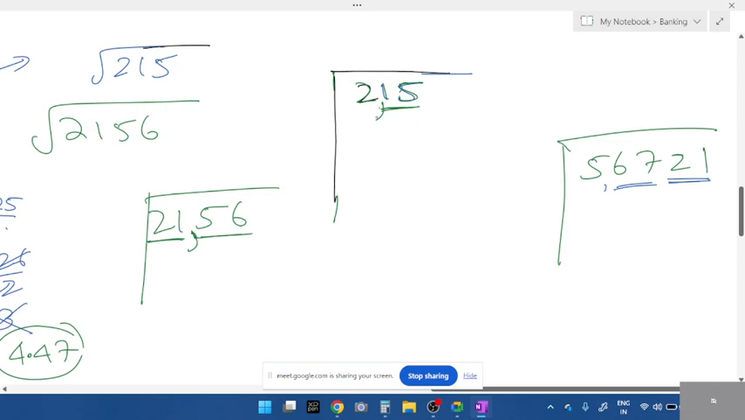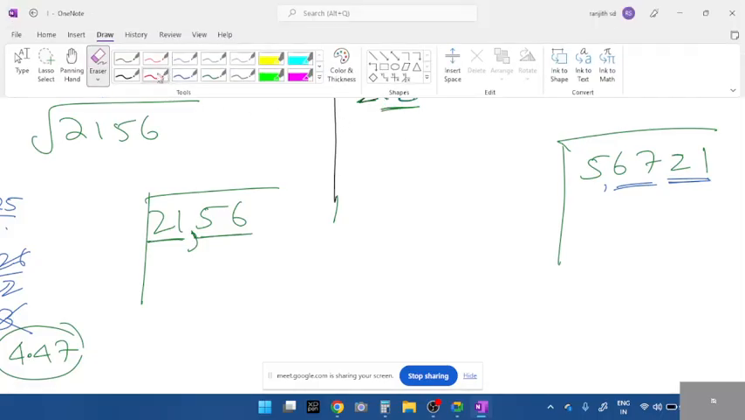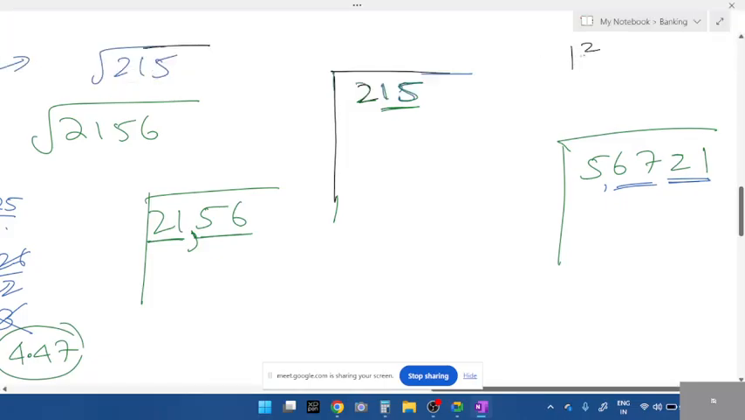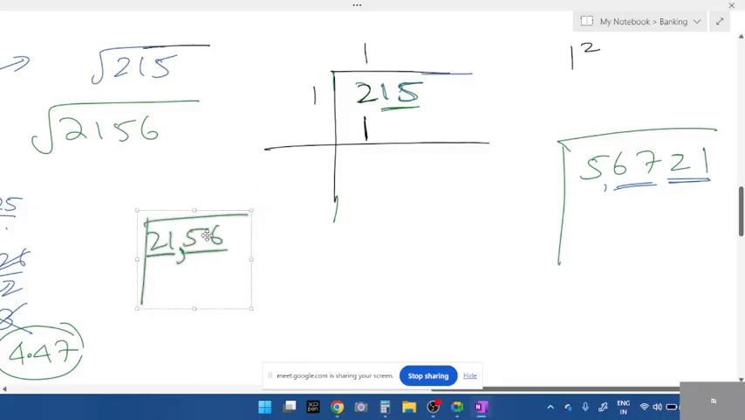Now these are the three questions I'll show you. First question, 215. I've grouped 15 and 2 is left. So start with 2, students. Tell me a perfect square number which is less than 2. Can I take 1 square, 1 into 1? What is 1 into 1? 1 ones are 1. Next. I think you would have learned this in 8th standard or 7th. You'll have the square and square root concept. Fine. After this, what is the remainder?